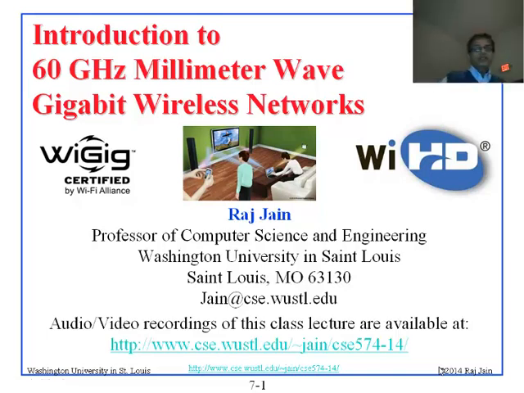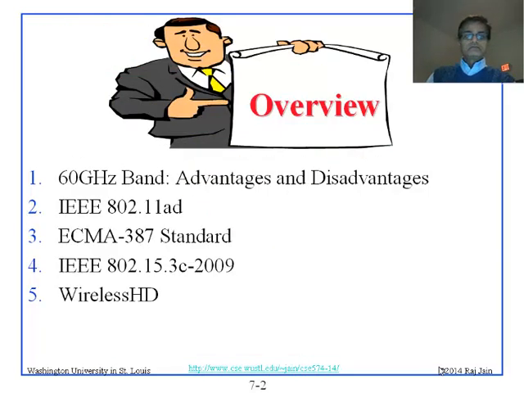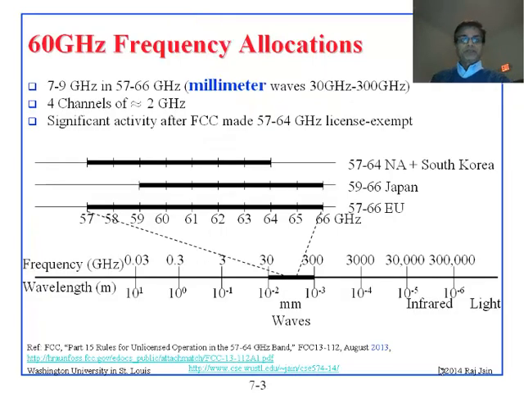So we are going to talk about 60 gigahertz. And 60 gigahertz is also known as millimeter waves. We will talk about why it is good or bad, and then what the standards bodies are doing. We are not just going to talk about LAN, but also other standards, ECMA, PAN, and wireless HDD. They all use 60 gigahertz.